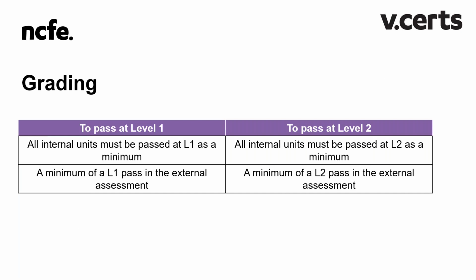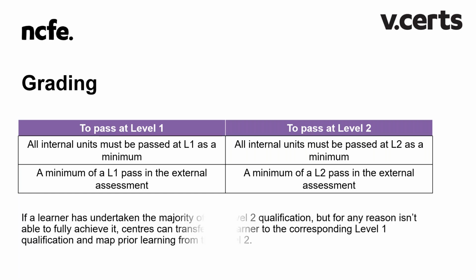If a learner is on the Level 2 qualification, then they need to have achieved a grade at Level 2 in each unit, including a Level 2 pass in the external exam. If it appears that a learner isn't going to achieve this, then they can be placed on the Level 1 qualification and all the work completed at Level 2 by the learner can just be mapped to the Level 1 qualification, so no additional work is required.